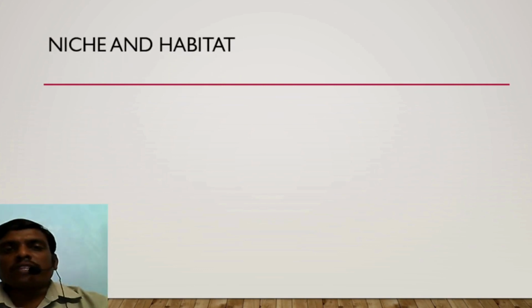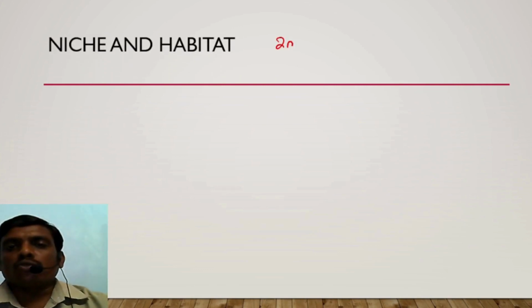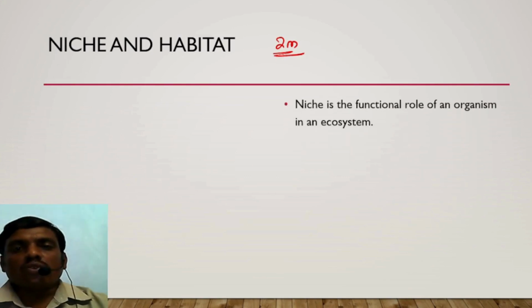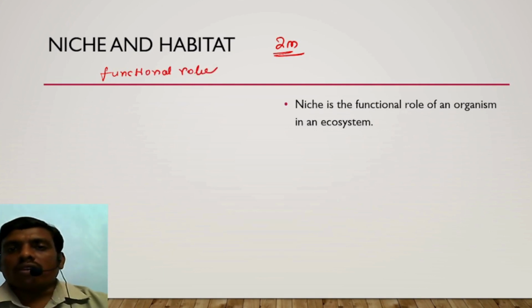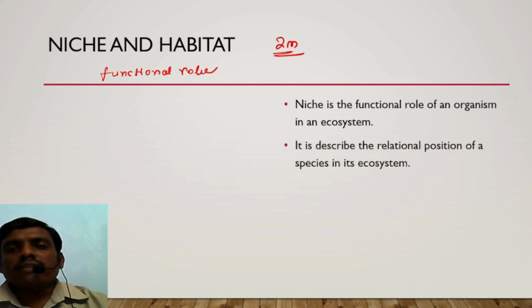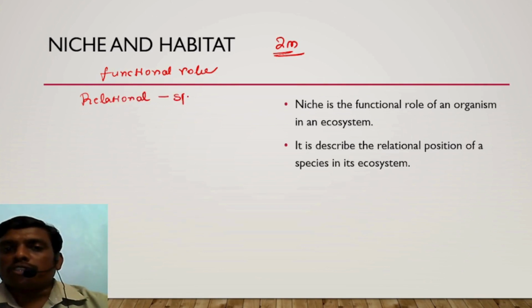What is the difference between a niche and a habitat? One more 2 marks question here. A niche is the functional role of an organism in an ecosystem. It is described as the relational position of a particular species in an ecosystem.